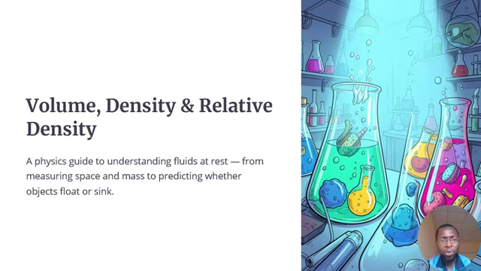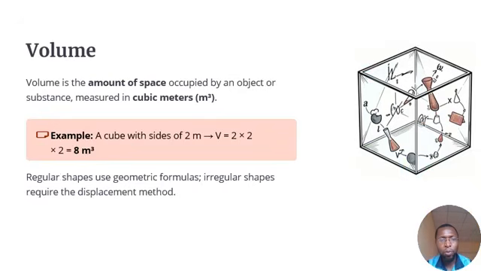We know that volume is simply the amount of space occupied by an object or substance, and it is measured in meter cube. When an object occupies space, that's the volume of that object. Depending on the type of space it's occupying, in terms of liquid, if you put that liquid inside a cube, then definitely the volume will be length times length times length, as you can see here.